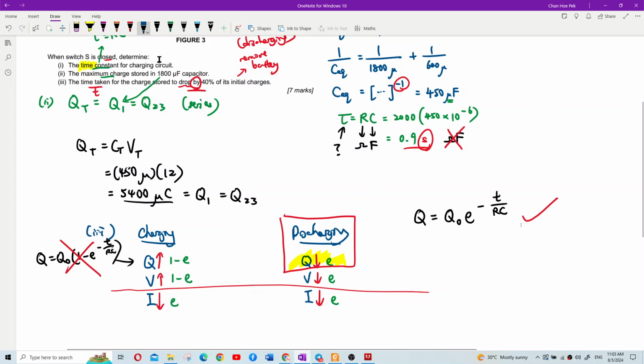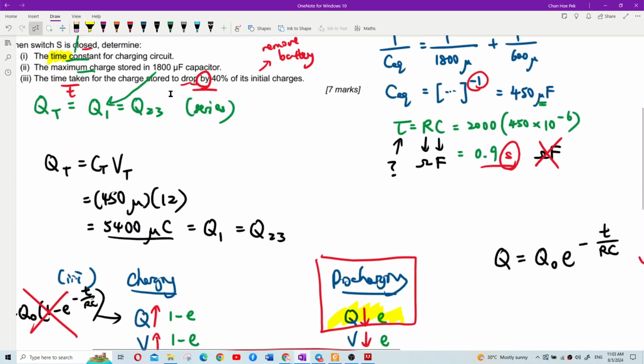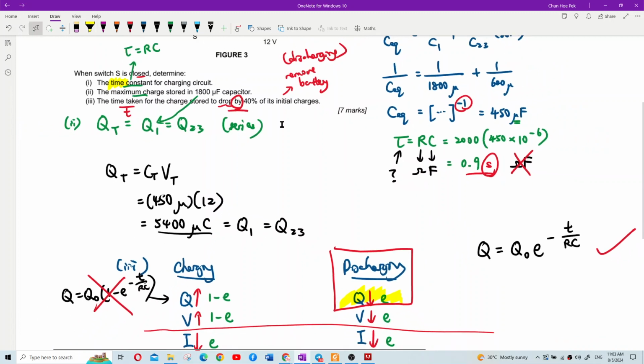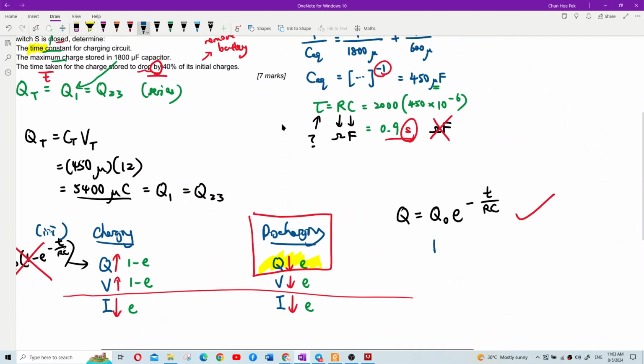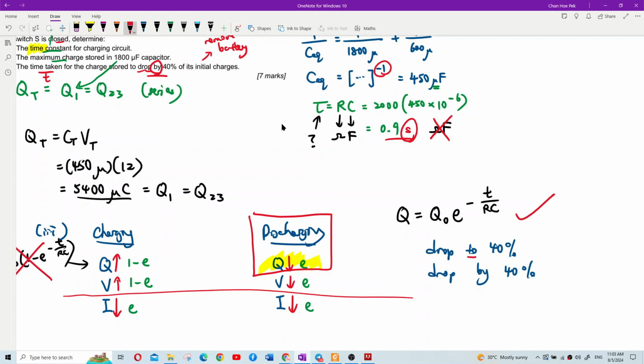Now, another thing here. He says this is about English. He says drop by 40%. Drop by 40% means what? What is the difference between drop to 40% and drop by 40%? This one also you were careless. The first one, drop to, means decrease until. This one, drop by, means decrease by an amount. What is the difference between until and by an amount?